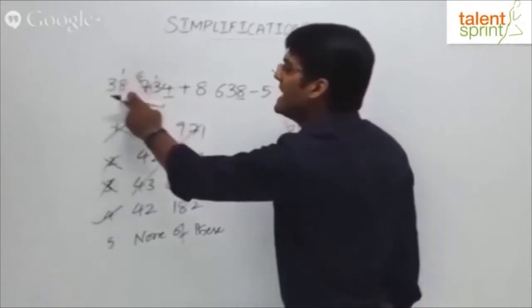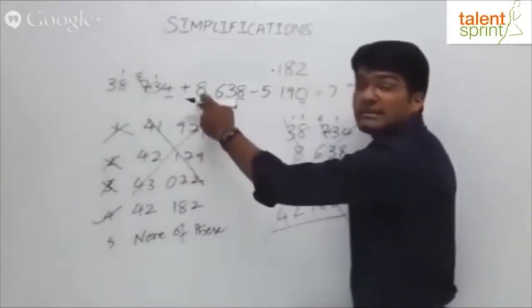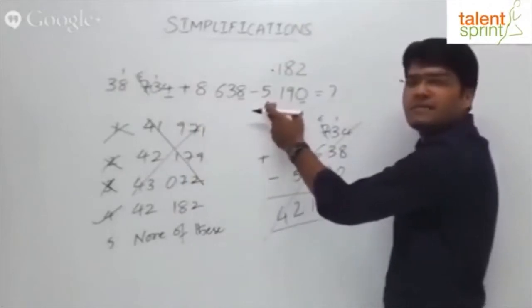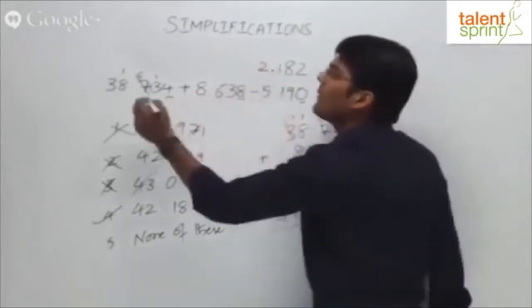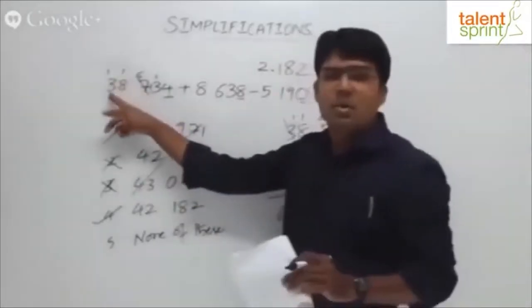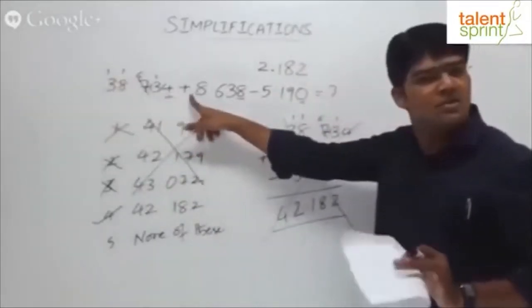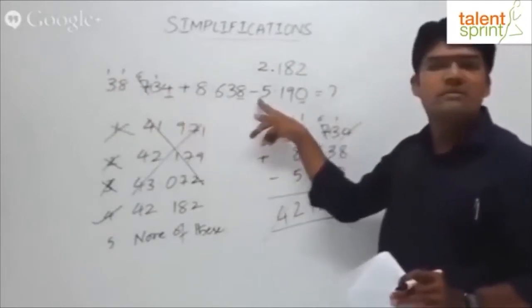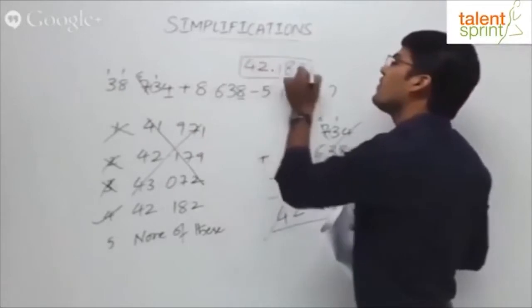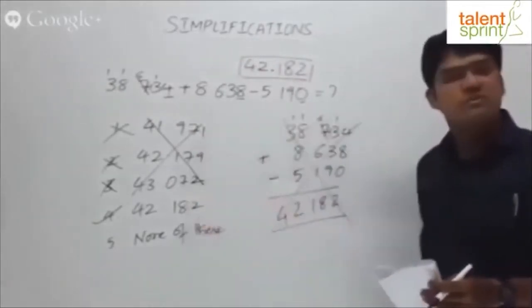So 1 plus 8 is 9, 9 plus 8 is 17. 17 minus 5 is how much? 12. So 2, and 1 gets carried forward. And then look at the tens place. 1 plus 3, 4. Here we don't have a tens place, so 4. Here again we don't have anything to be subtracted, 4. So your answer here is 4. So the correct answer here is 42.182, which is the fourth option.